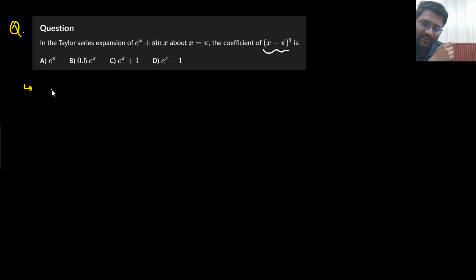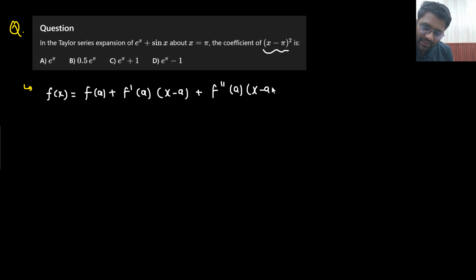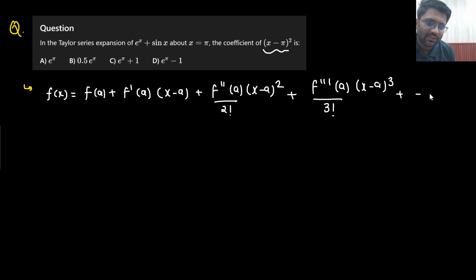What does the formula say? Let's just say there is an f(x) which we are expanding around x minus a, right? We are expanding our f(x) around x minus a. So what is the formula that we get? f of a plus f dash a (x minus a) plus f double dash a (x minus a) whole square divided by 2 factorial plus f triple dash a (x minus a) whole cube divided by 3 factorial and so on. This is what we get, right?